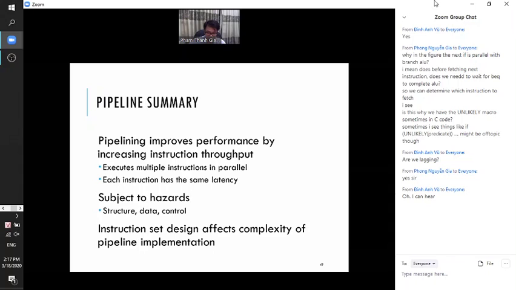So this is just a clear recap about the pipeline and how the pipeline improves the performance by increasing the instruction throughput. It means that in the single-cycle processor, we can run only one instruction each time. But with pipeline, we can run multiple instructions at a time, so it can increase the instruction throughput. It can execute multiple instructions in parallel and each instruction has the same latency.